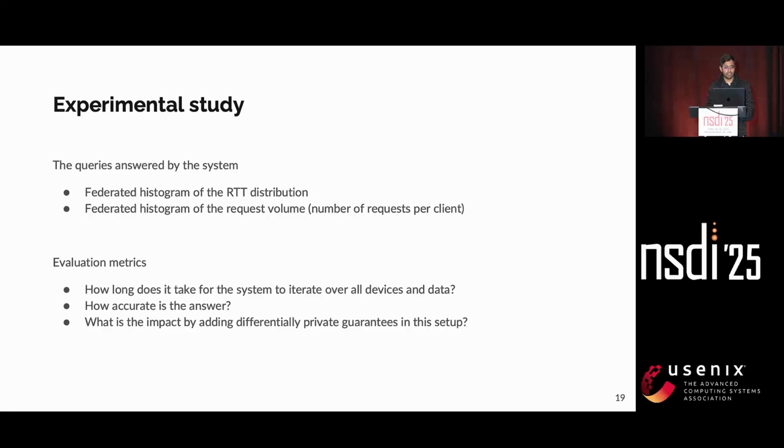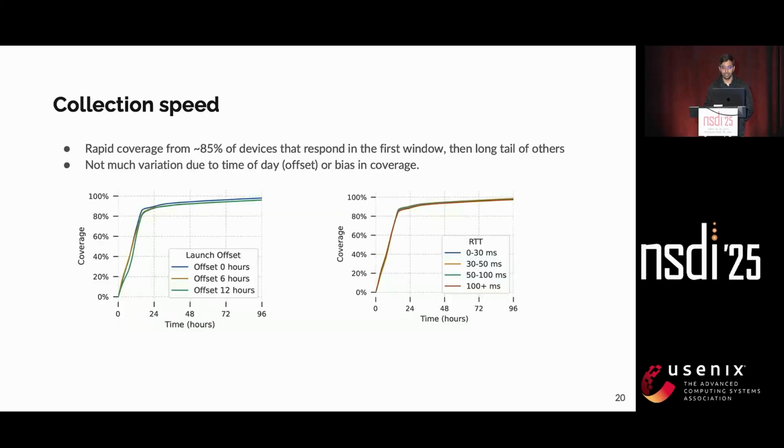The queries that the system answered for this evaluation: we tried to capture the federated histogram of the RTT distribution and the histogram of the request volume, the number of requests per client. The query itself doesn't matter, as a first order approximation, as the stack is query agnostic for the most part. And we evaluate as one would evaluate any analytic platform. Once you define your query, how long does it take for the system to iterate over all devices and get the data, how accurate the answer is, we know the ground truth and we can measure it, and what is the impact of adding differentially private noise.